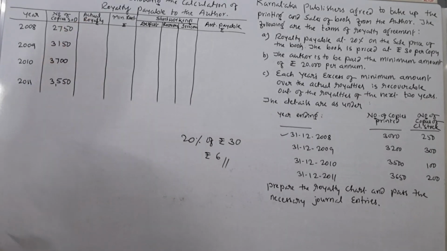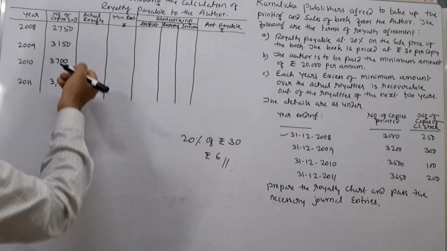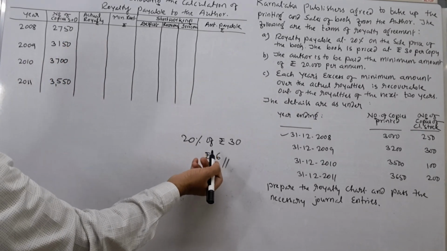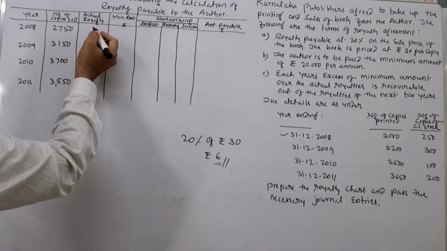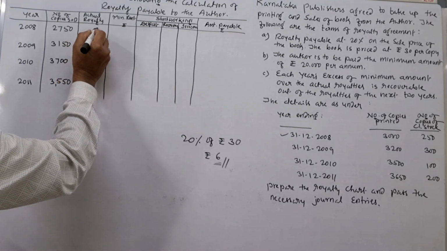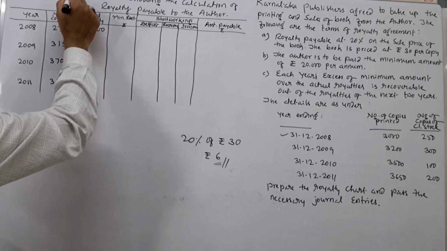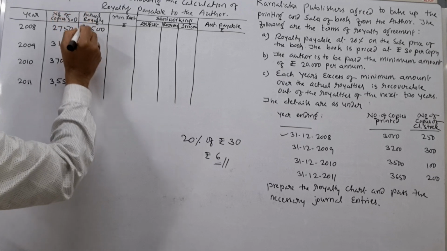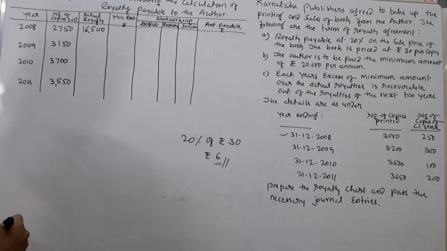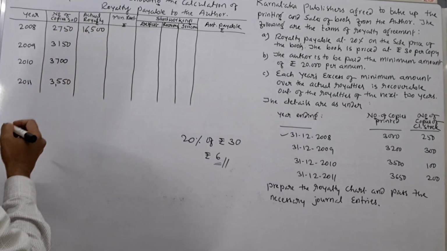Now what do we have to do? We calculate the actual royalty by applying this rate of royalty. It comes to how much? 6 5s are 30, 3 remains. 16,500 is the actual royalty here in the first year.